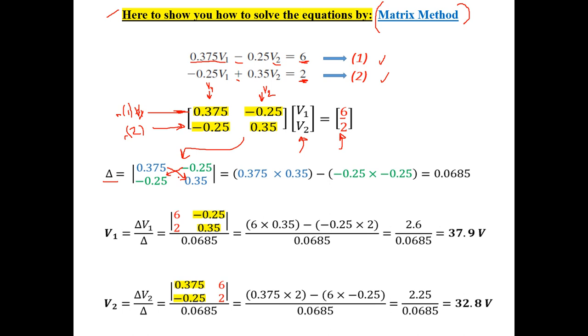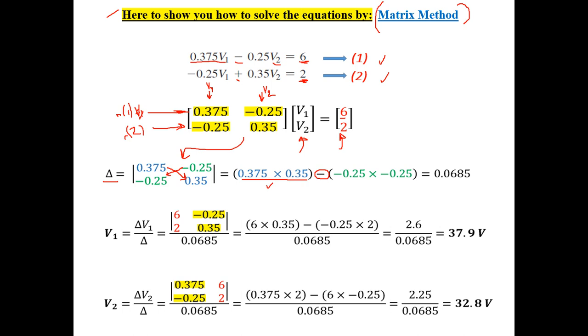So 0.375 multiply 0.35, and subtract from it the result of the multiplication of the off diagonal numbers, which is minus 0.25 multiply minus 0.25. That's coming with the green color.